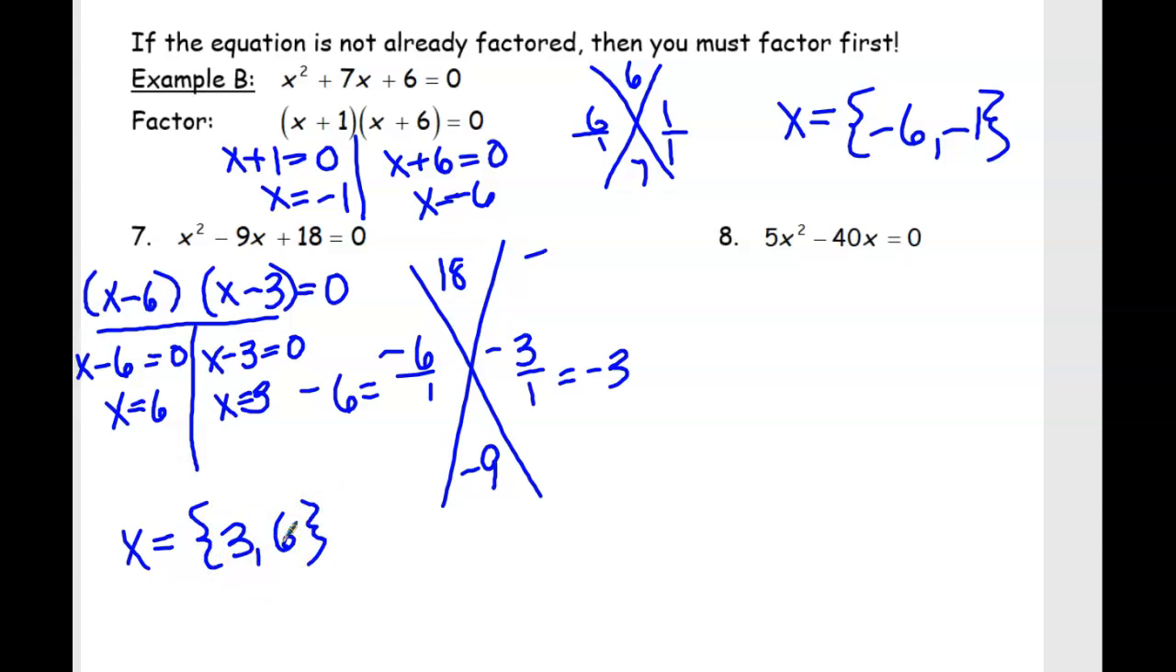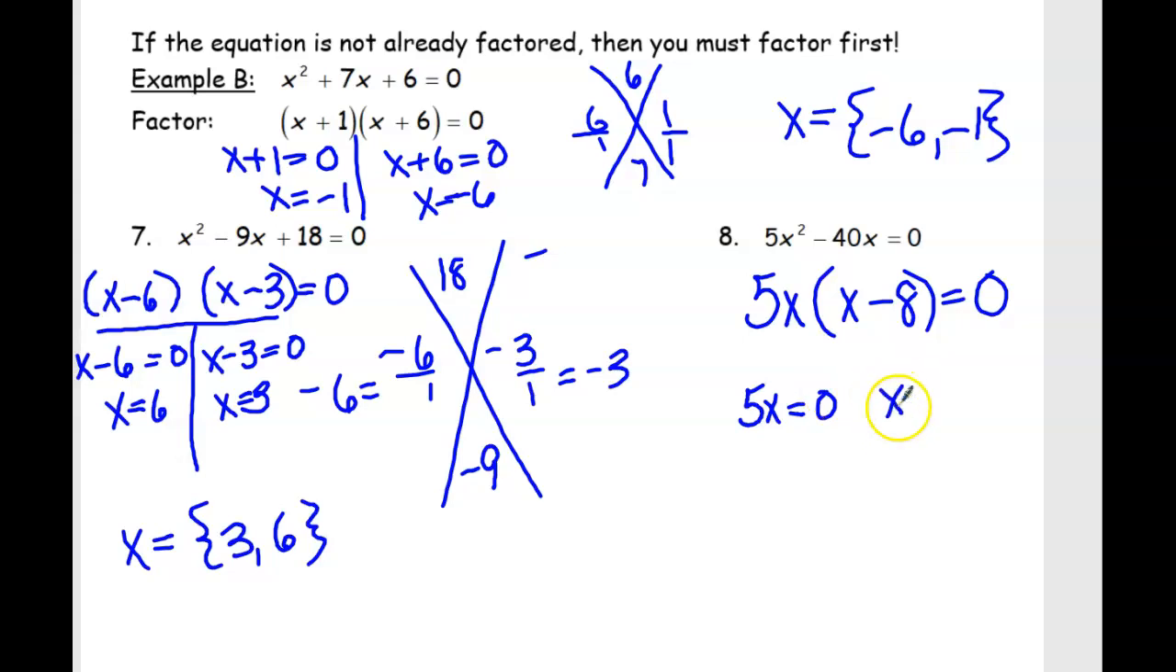Okay, with number 8, we're always going to start out and factor out our greatest common factor. In this case, the greatest common factor is 5x. So we're left with x minus 8 equals 0. Now, it looks a little different, but the zero product property still works. So one of the factors is 5x. If we set 5x equal to 0, or we set x minus 8 equal to 0, we can get our two solutions. In this case, x is 0, and x would be equal to 8. So our two solutions would be 0 and 8.